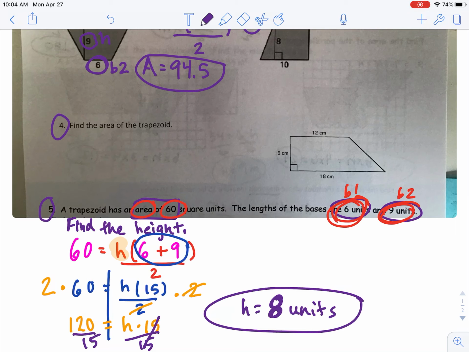Question number 6 is the same, so you'll try that one on your own and then check your answers and then submit this page to me on Schoology.